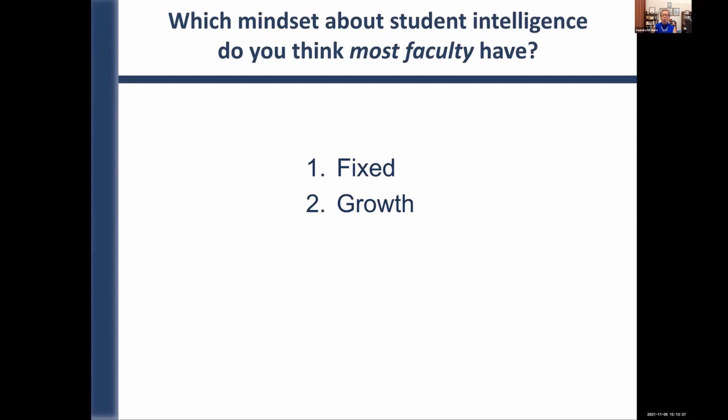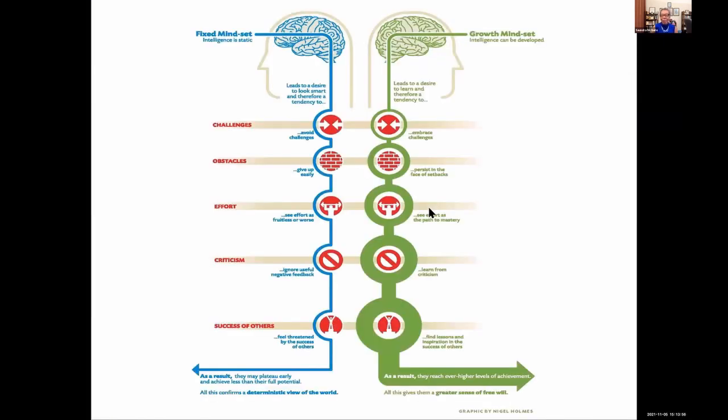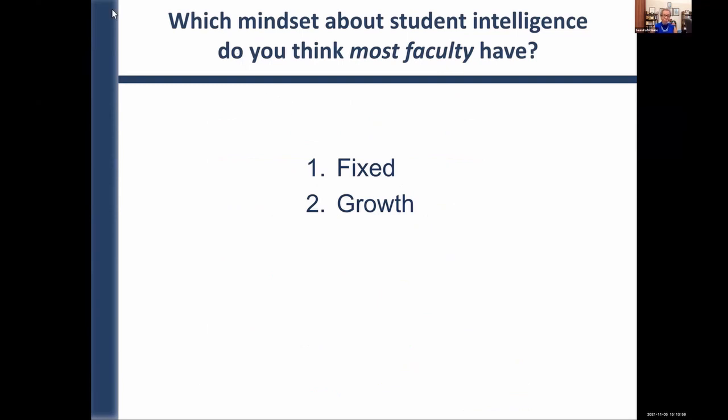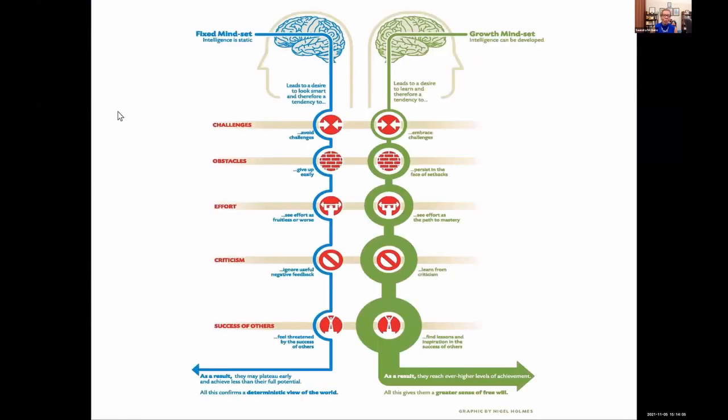Now, the next question, what mindset about student intelligence do you think most faculty have? One or two? Okay, so I'm seeing a lot of ones. I'm seeing some twos. And of course, it's mixed. It's not, you know, all or nothing. But I think a lot of us as faculty do have a fixed mindset. I talked about this at one conference, and people asked, well, what are you talking about, STEM faculty? And in that case, they said STEM faculty, more of them had a fixed mindset. And I had a fixed mindset. If you read the book, you'll see that I at once had a fixed mindset and did not think possible the kind of results that I've been showing you today.